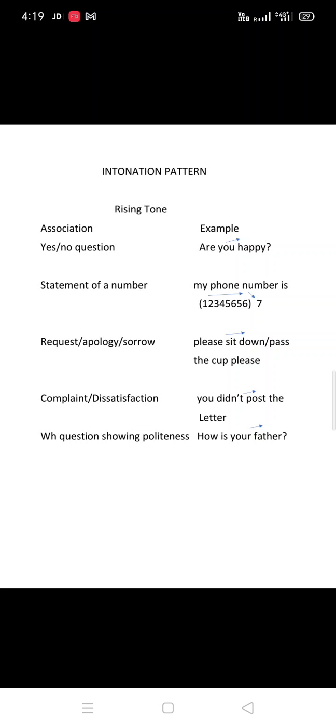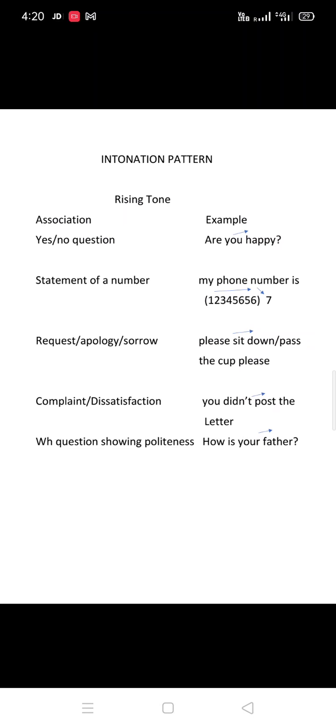And regarding the statement of a number, you can also use falling tone, rising tone. Like, suppose I'm telling the phone number, so my phone number is 1 2 3 4 5 6 5 6 7. The last digit should have a falling tone, but the rest are rising while we pronounce the phone number digits. In the statement of a number, our tone is rising here. 1 2 3 4 5 6 5 6 and 7. So regarding the statement of a number, we can use rising tone.